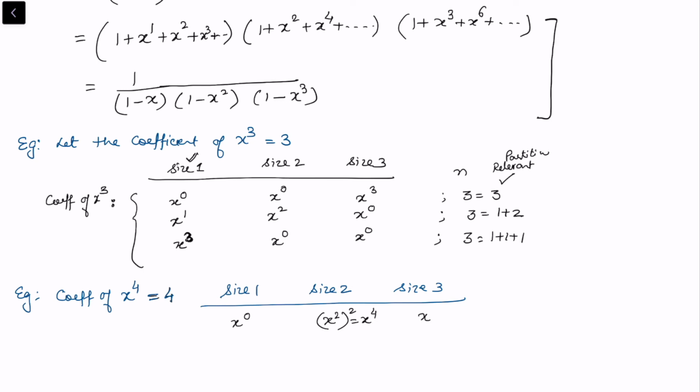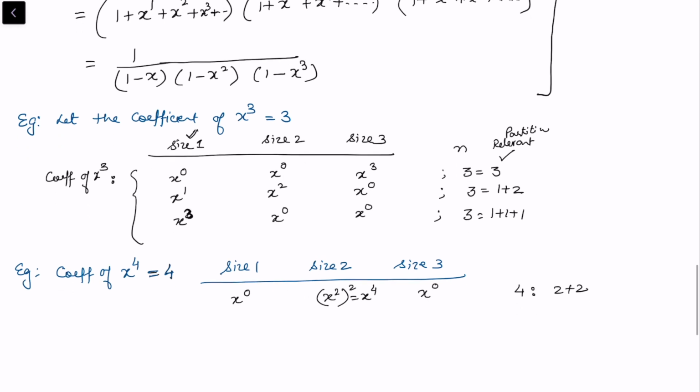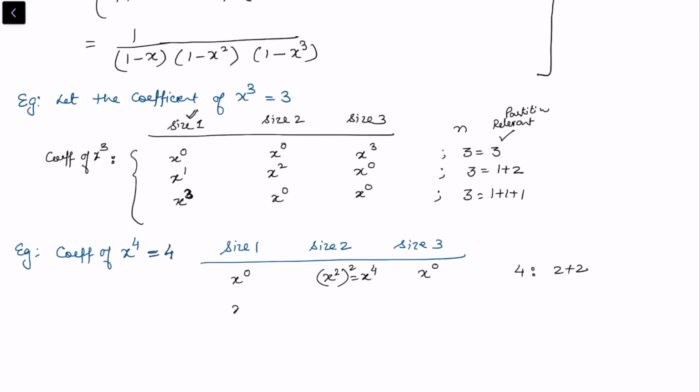And here I am taking x to the power 0. That means the relevant partition is 4, with 2 repeating 2 times. Then we can take x to the power 1 here. Let me take x to the power 0 here, and here I will take 3. This will lead to a partition of 4 with 1 plus 3 as parts.